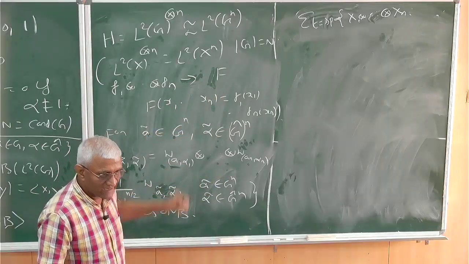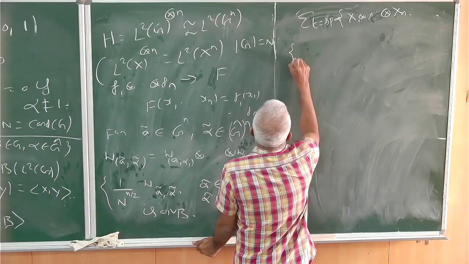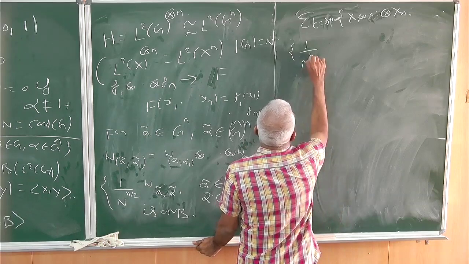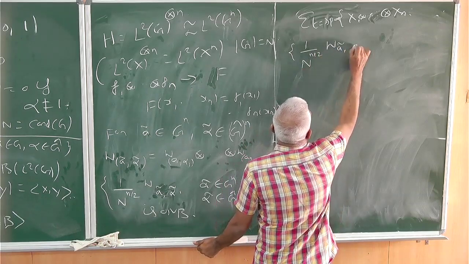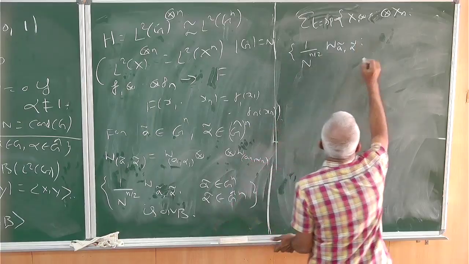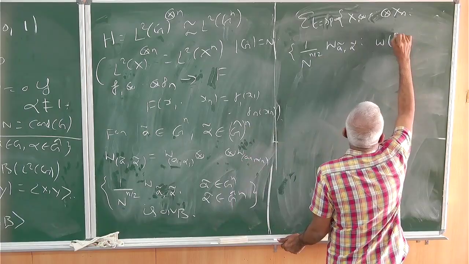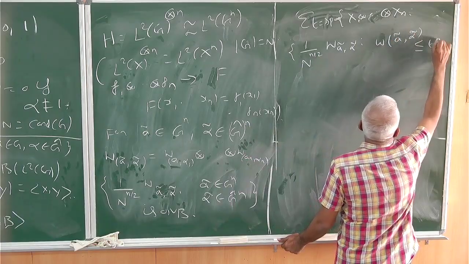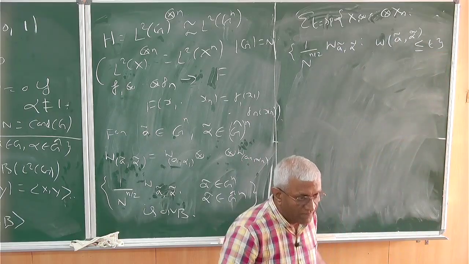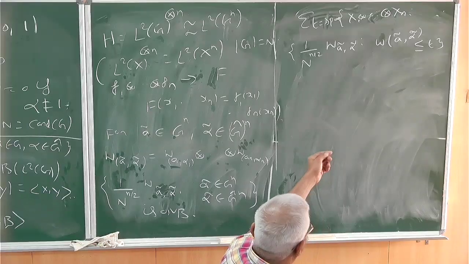Because if this is generated, that will be generated. So 1 by n power n by 2, W of A tilde alpha tilde, with the weight of A tilde alpha tilde less than or equal to t. The weight is whatever we have defined for the general case, which is the weight.